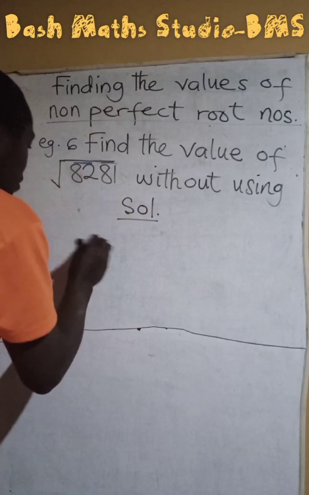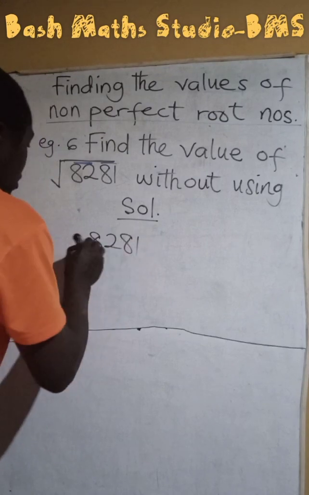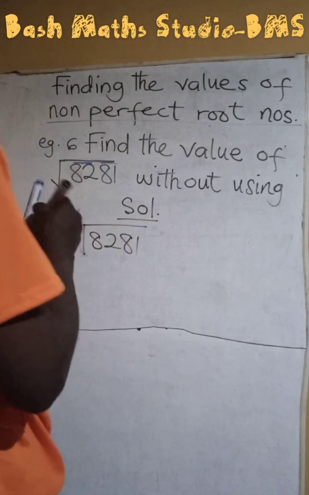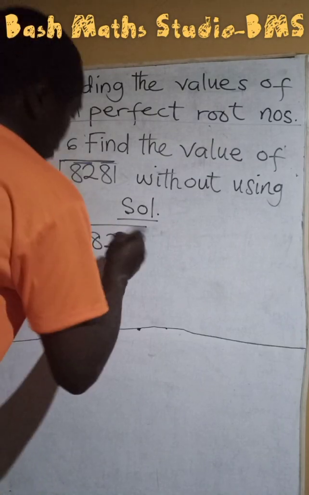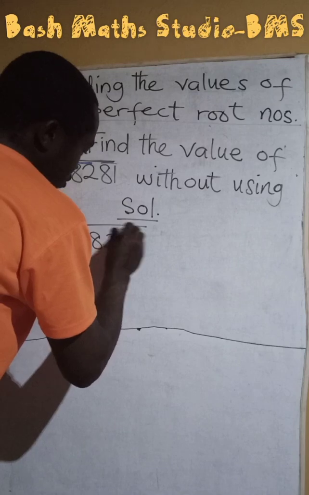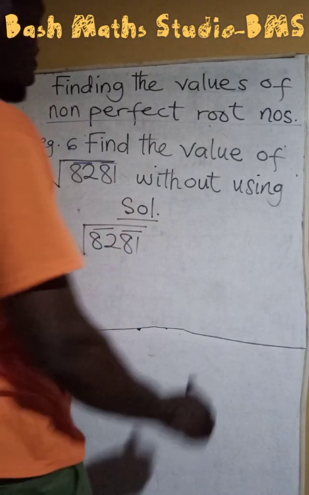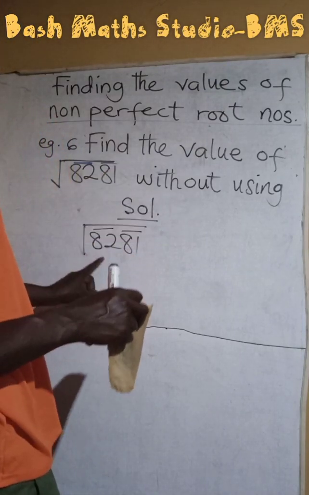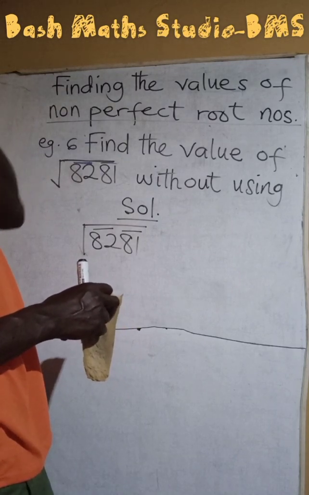We have the number 8281. That's the square root of that. So let's take it to our long division. Now, we're going to look for a number as usual. As we said, we are partitioning them 2, 2. So we take 82 first before we move to the next one. We are going to take a number such that if we multiply that number by itself, it's closer or equal to 82.